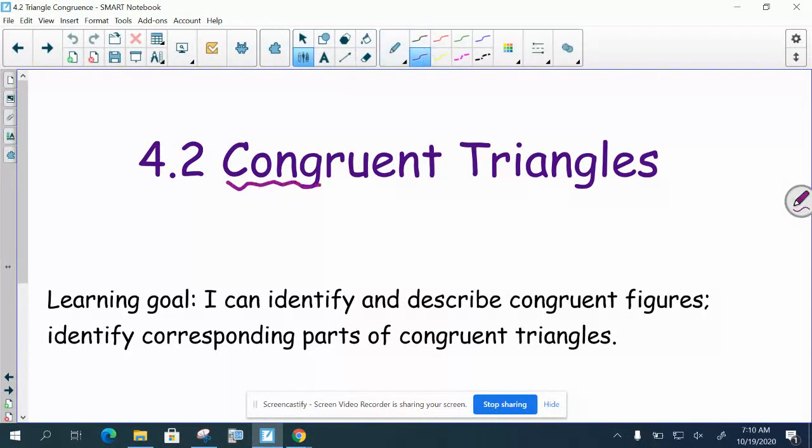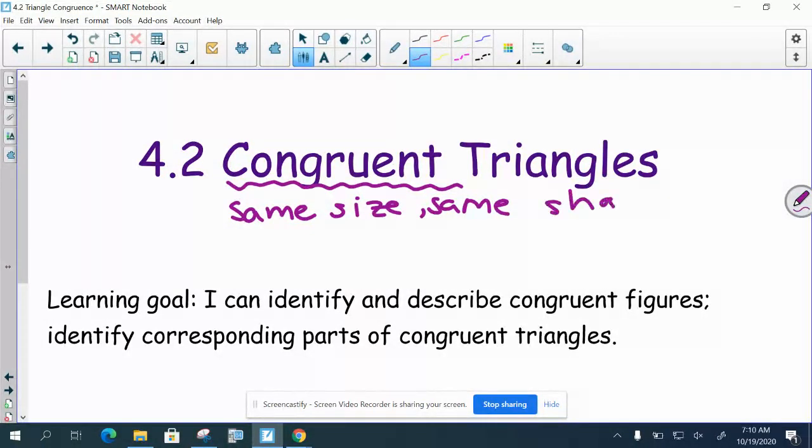Congruent means that two shapes have the same angle measures and the same side lengths in corresponding order. A lot of you have learned about this as same size, same shape. Same size meaning side lengths, and the same shape meaning angle measures. The side lengths and the angle measures have to be the corresponding congruent angles and sides in the correct order. If they're not in the correct order, then it doesn't count as being congruent.